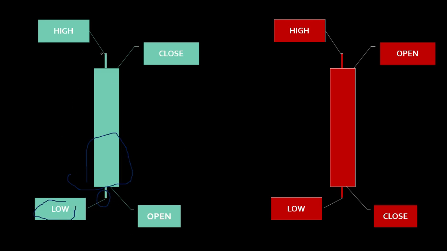And then the highest it gets to is known as the high, and where it closes is known as the close. A bullish candle is a candle that opens at the bottom and closes at the top, while a bearish one opens at the top and closes at the bottom. The high and the low stay the same.